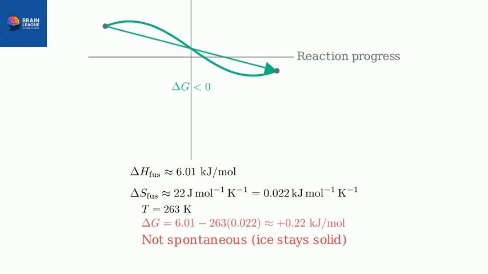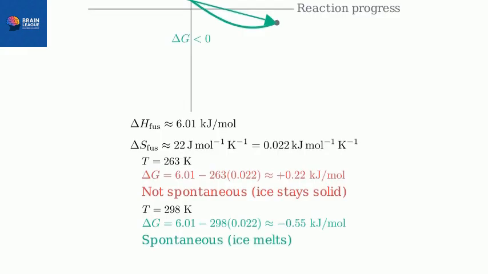Not spontaneous. At 298 Kelvin, room temperature, delta G equals 6.01 minus 298 times 0.022, about minus 0.55. Spontaneous. So warming increases T times delta S and can make a process favorable.